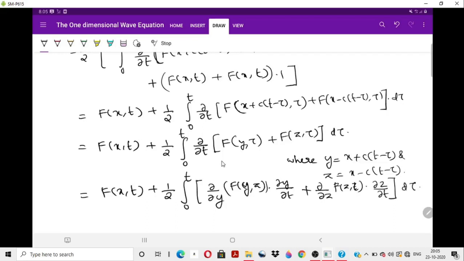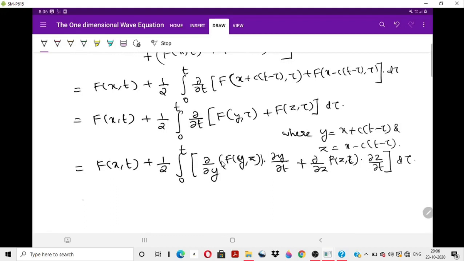This into d tau, which is again equal to f of x, t plus 1 by 2 integral 0 to t. Now dou by dou y of f of y, tau into dou y by dou t.